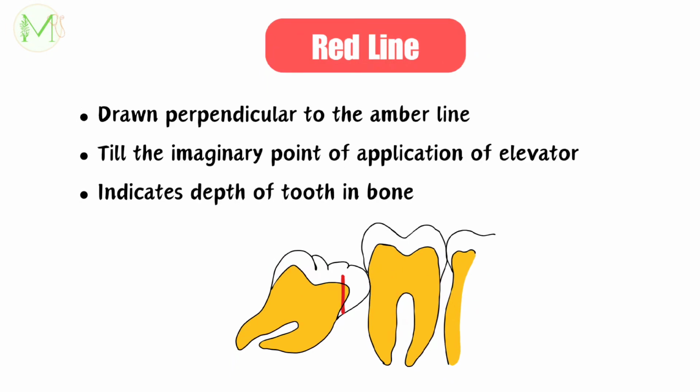Lastly, we have the red line, which is drawn perpendicular to the amber line. It is drawn from the amber line to an imaginary point of application of your elevator. It indicates the amount of bone that will have to be removed before elevation. That is the depth of the tooth in the bone and the difficulty encountered in removing the tooth.